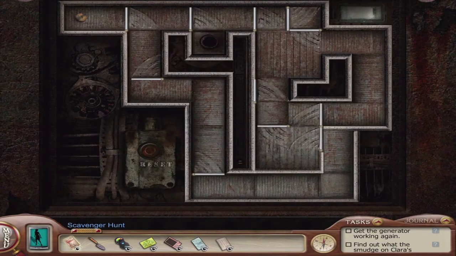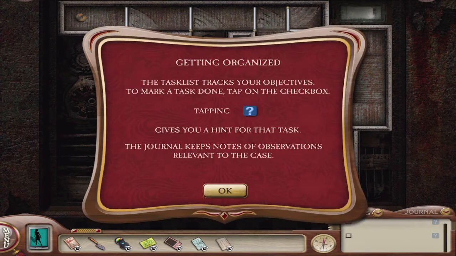Okay, so we are basically towards the end of the game. This is one of the end game puzzles. We're trying to turn on the generator. Let's go ahead and open the task list.